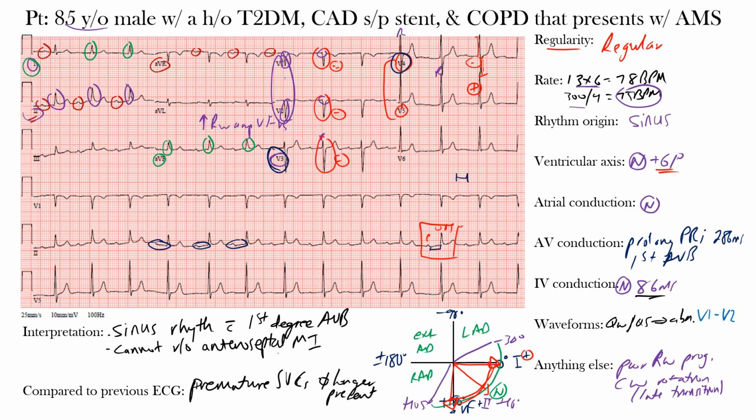So in conclusion, our 85-year-old gentleman with a history of type 2 diabetes, coronary artery disease, status post stent placement, and COPD that presents with altered mental status has an EKG showing sinus rhythm with first-degree AV block, and we cannot rule out an anteroseptal infarct.